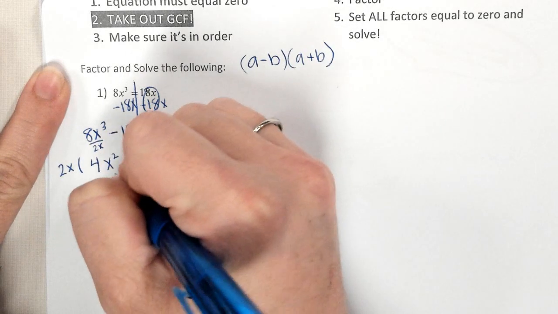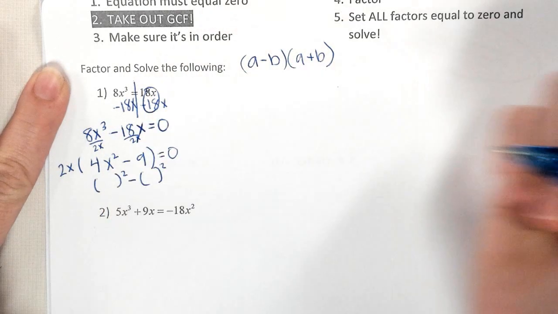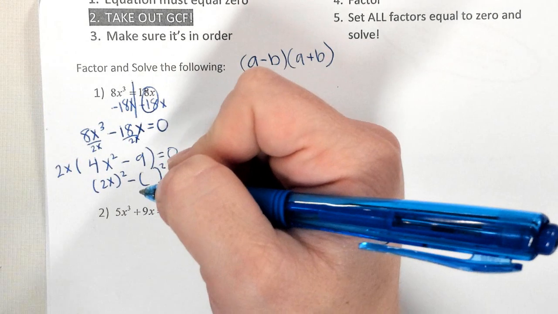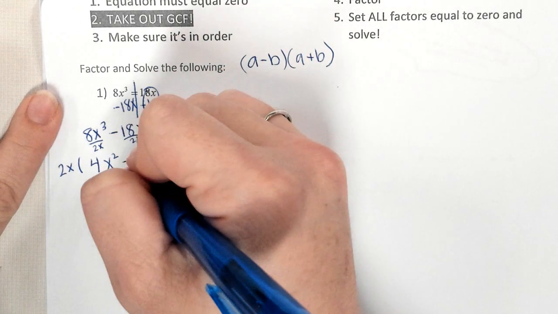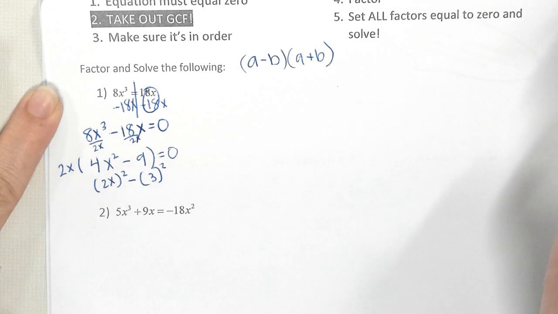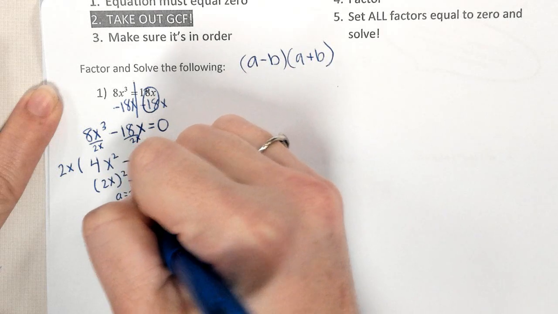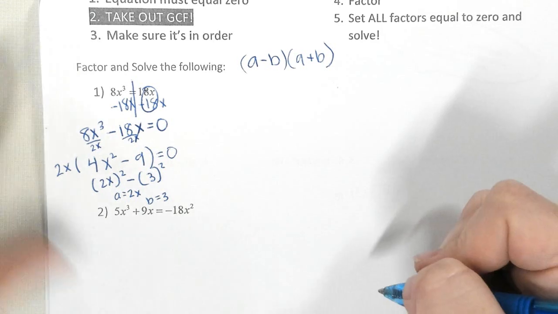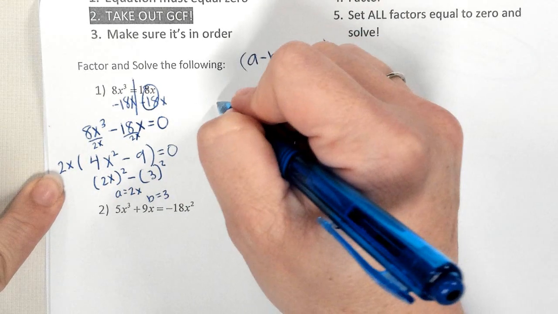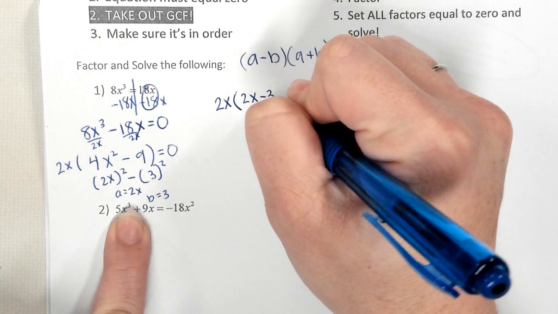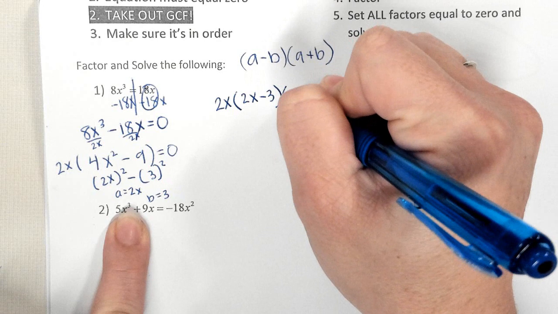So what squared minus what squared gives me the inside of that parentheses? Yeah, 2x squared gives me 4x squared. And 3 squared gives me 9. Yes? So A is 2x and B is 3. Are we okay with that? So my GCF, I'm going to bring it over. And then I'm going to do my A minus B, A plus B.